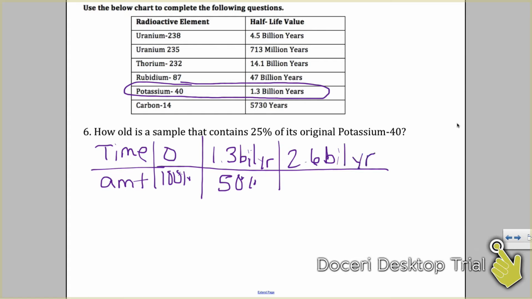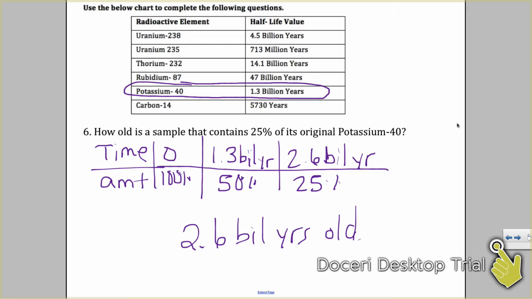Please raise your hand if you are lost. Okay. So now what percentage do we have? 25%. Are we done? Yes. So it says, how old is the sample that contains 25%? 2.6 billion years. 2.6 billion years old.